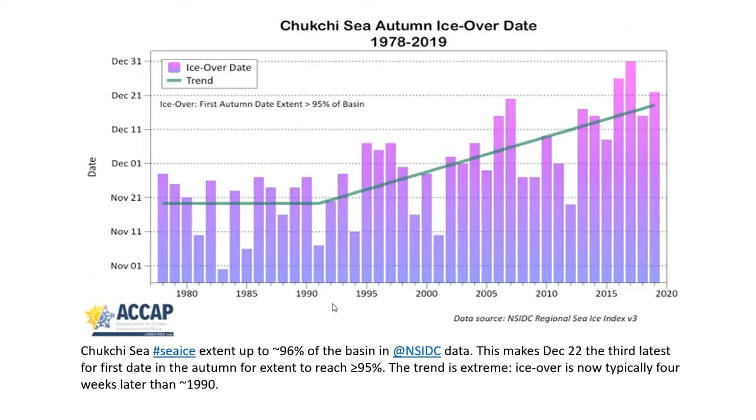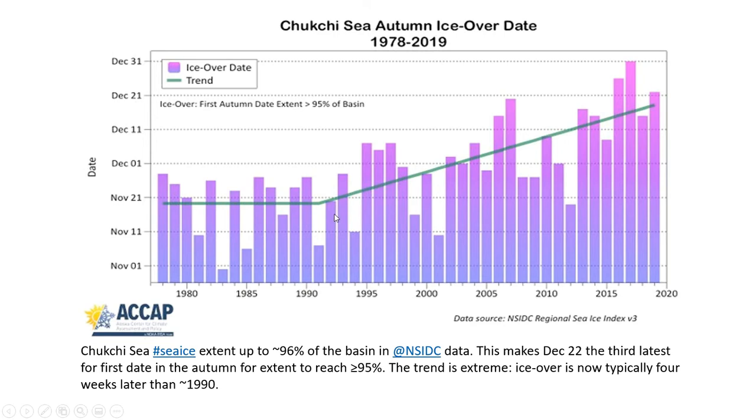Now let's go to the Chukchi. This is the autumn ice over date. Again, approximately 40-year data set. The Chukchi sea ice extends up to about 96% of the basin. This is in the NSIDC data. This makes December 22nd the third latest for first date in the autumn for extent to reach 95% or more. That's a day after the winter solstice. The trend is extreme. Ice over is now typically 4 weeks later than about 1990.